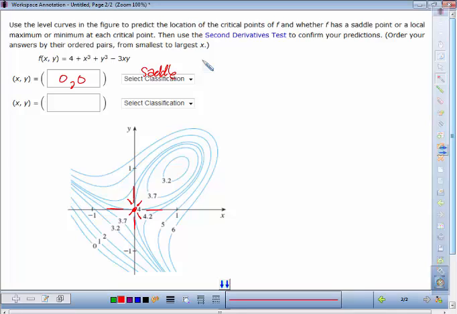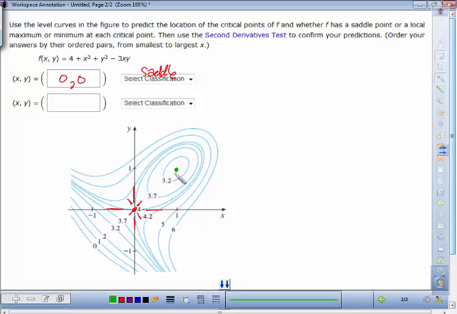Now it looks like there's another special point on this graph. Can you point it out? Think about level curves and how the contours of a mountain would look. Where are the peaks of the mountain? Where are the high points and where are the low points? Anna? At the point (1, 1)? That looks like an interesting point.